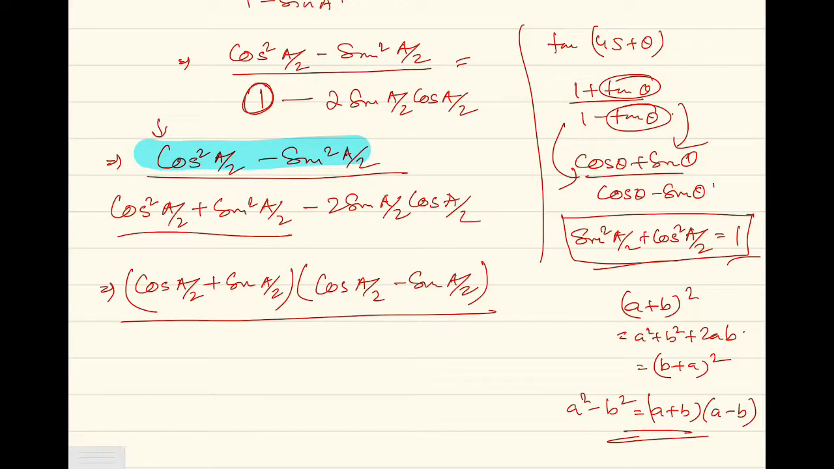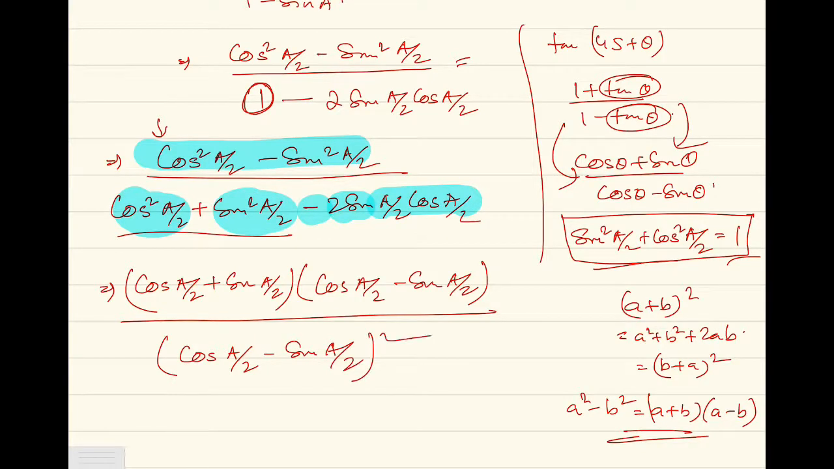Check this out properly. Doesn't it look like A square plus B square minus 2AB? Cos square A by 2 plus sine square A by 2 minus 2 sine A by 2 cos A by 2. Doesn't it look like that everyone? A square plus B square minus 2AB. The formula is A minus B whole square. So can I write it as cos A by 2 minus sine A by 2 whole square, correct everyone?